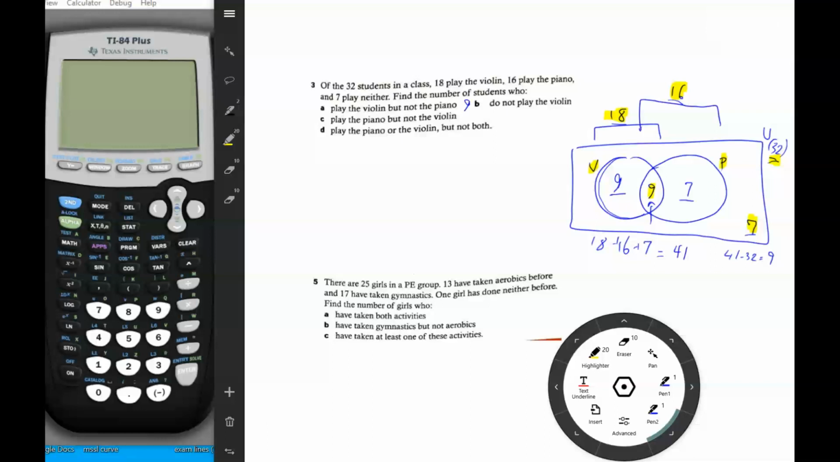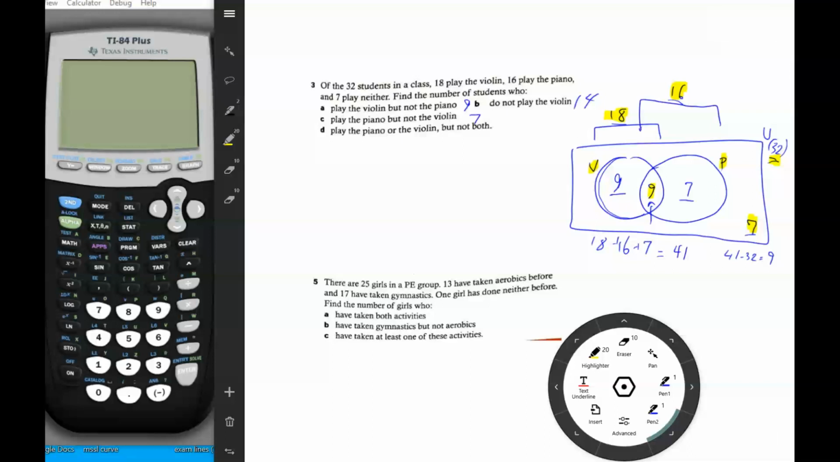B, do not play the violin. Well, the number of students who play the violin is 18. So if I subtract 18 from the total of 32, then I end up with 14, right? I can also get that number by adding up these two 7s. Play the piano, but not the violin. So piano, but not the violin. These 9 play the violin also. These 7 don't, so it must be 7.